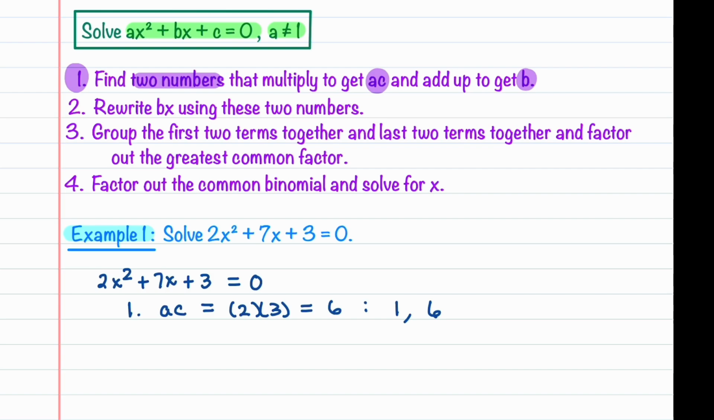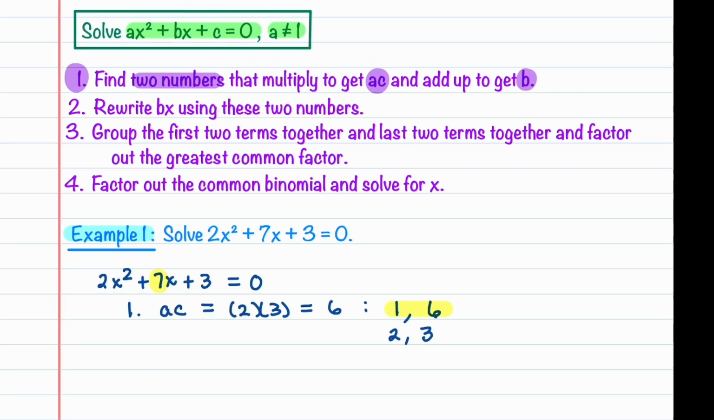And then let's go to 2. We can have 2 and 3. They multiply to get 6. And then the next number is 3. We already have that, so we can stop. Now we need to look at this and see which 2 of these numbers add up to be the constant in our middle term, and that's 7. And we can see that 1 plus 6 is equal to 7. So those are going to be the numbers that we're going to use in our next step.